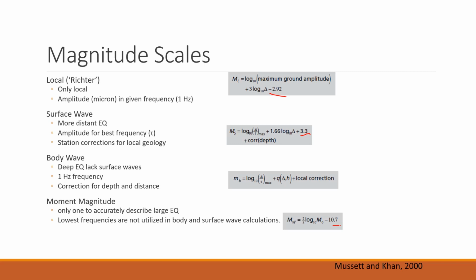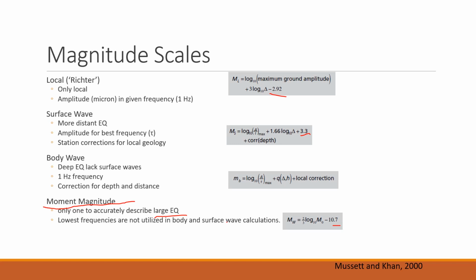We also have to correct for the local geology because it depends on what rocks we're moving through. Body waves work for deep earthquakes that don't have those surface waves. Again, we have to correct for that depth as well as how far it's moved. And then moment magnitude is the one we like to use. This is the only truly accurate one for large earthquakes. It's looking at things that are not used in these other calculations. It's also looking at the energy released.